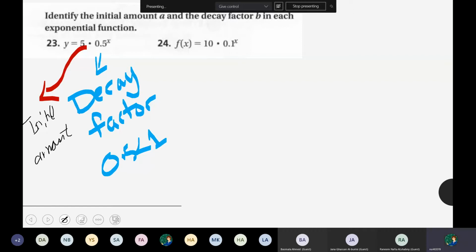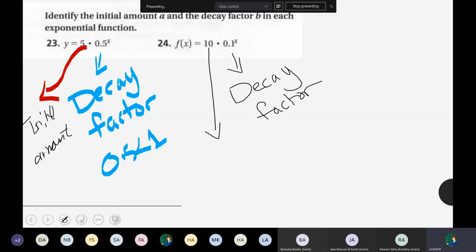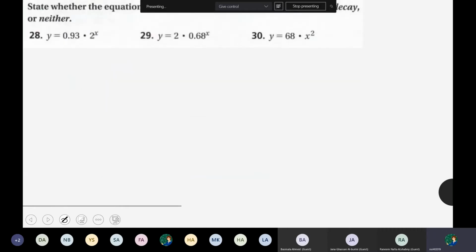Now, let's go to number 24. 0.1 is my decay factor because it's raised to x, and 10 is my initial amount.